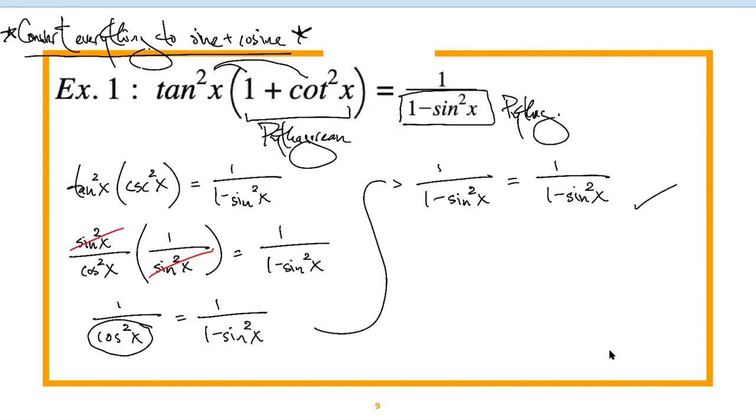So, a few strategies to highlight. Pythagorean identity, if you see one, not a bad idea. Okay? Converting everything to sine and cosine, not a bad idea. And between those two, we were able to verify that this left-hand side equals the right-hand side.